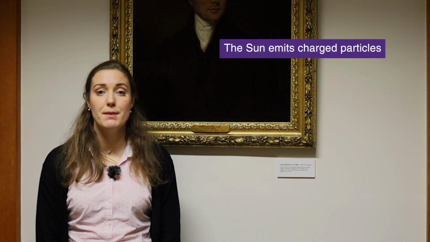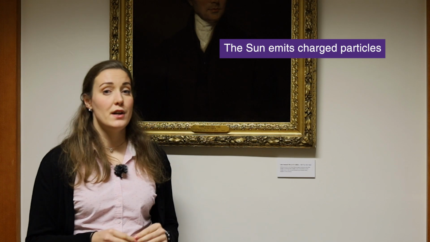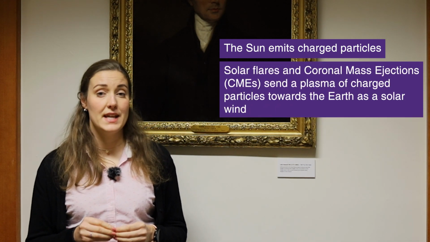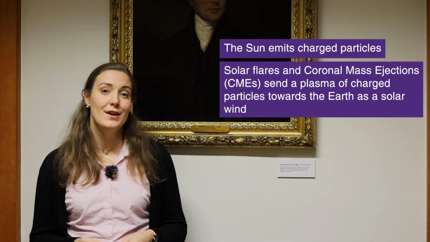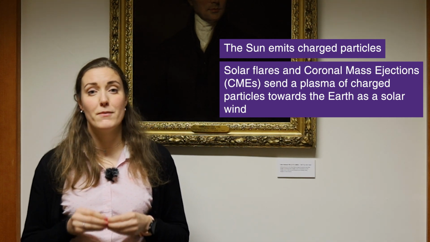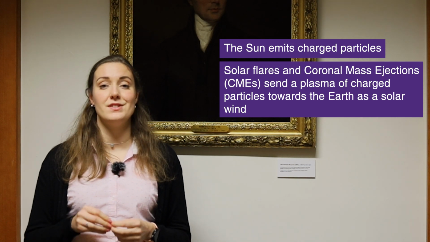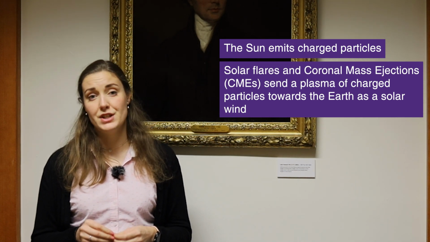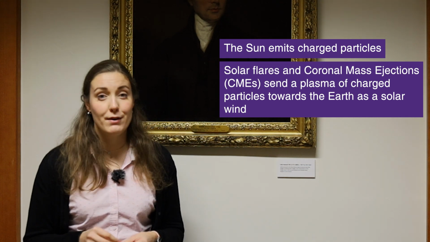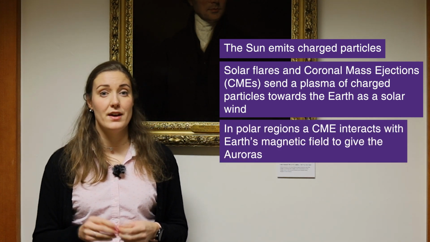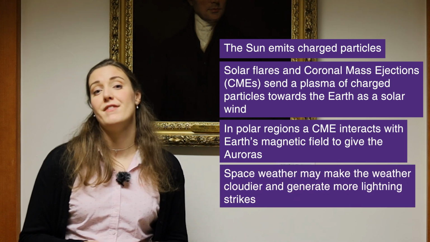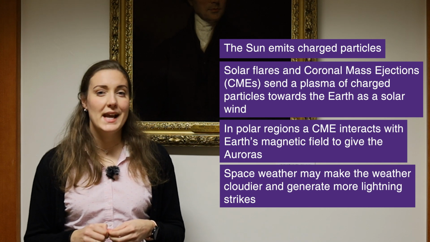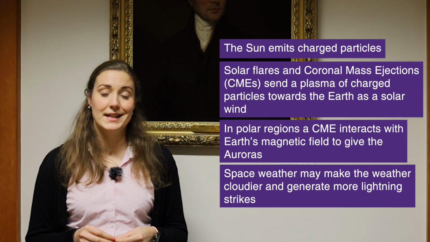As well as emitting light, heat and ultraviolet radiation, the Sun emits charged particles. Solar flares and coronal mass ejections, CMEs, send a plasma of charged particles towards the Earth as the solar wind. Forecasts for such space weather are now routinely made because of their potential impact on satellite-dependent communications and terrestrial power lines. In the polar regions, a CME interacts with the Earth's magnetic field to give us the auroras. Space weather may have an impact on the Earth's weather too, making it generally cloudier and generating more lightning strikes.